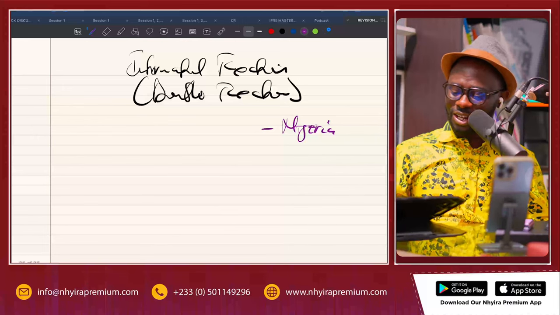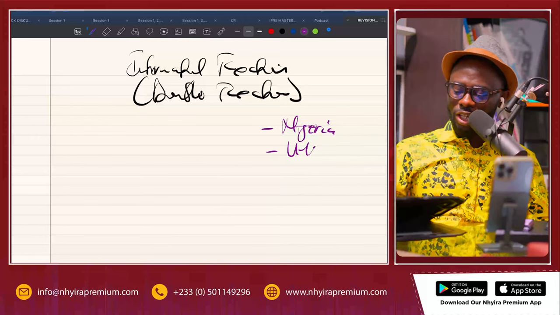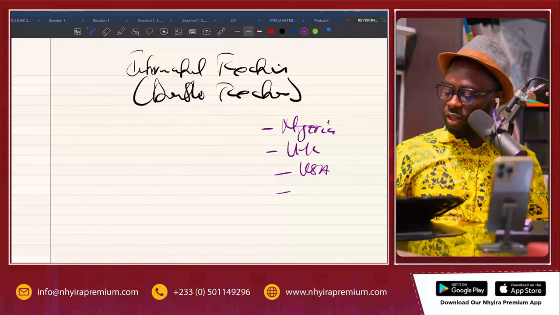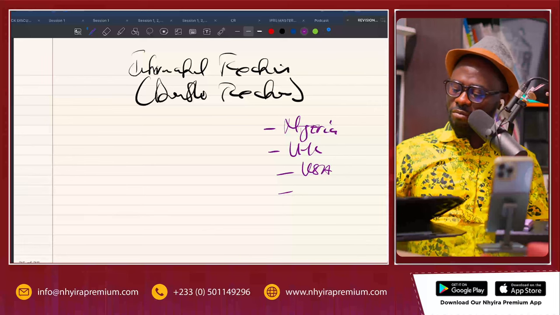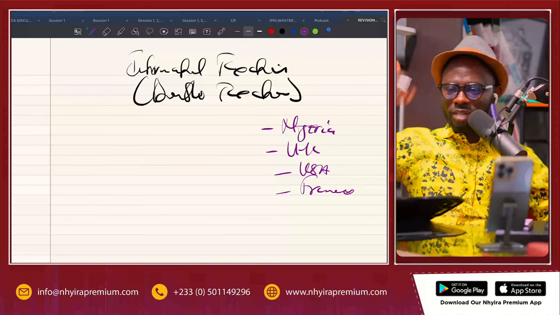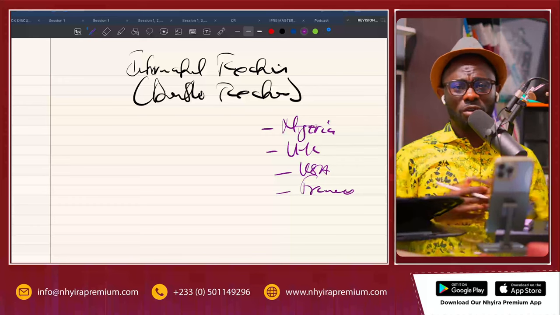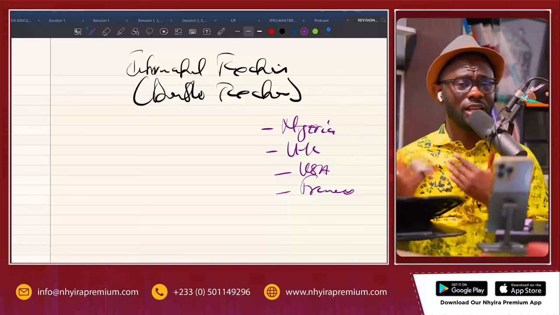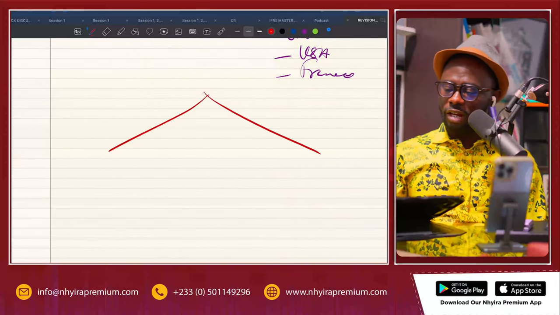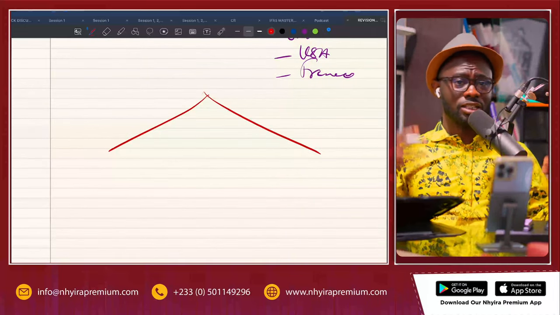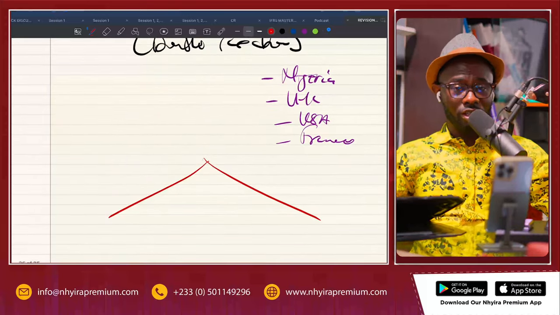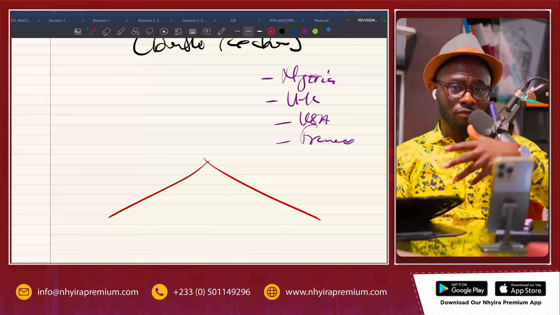So we have a double taxation arrangement with Nigeria, with the UK, and with the USA. There are other countries, France, you know, name them. The list is long, so just know about five or six of them that Ghana has a double taxation arrangement with. But we need to find out how we can actually get a tax credit when we receive money from a foreign country, whether as an entity or as an individual.